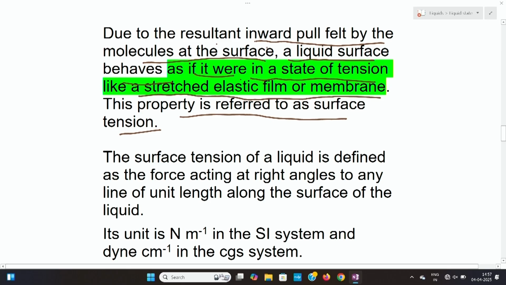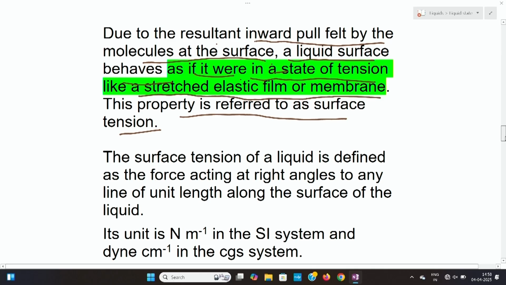Once again I repeat, due to the resultant inward pull felt by the molecules at the surface, a liquid surface behaves as if it were in a state of tension like a stretched elastic film or membrane. This property is referred to as surface tension.